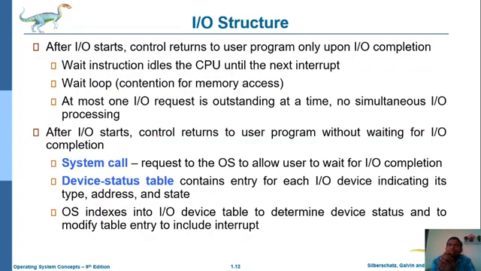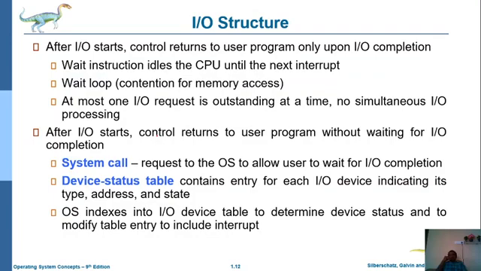And here at most one IO request is outstanding at a time. So that means at a time only one IO request is processed by the CPU, and one more IO request is waiting for the CPU availability. So that is the process of IO structure in the first category.